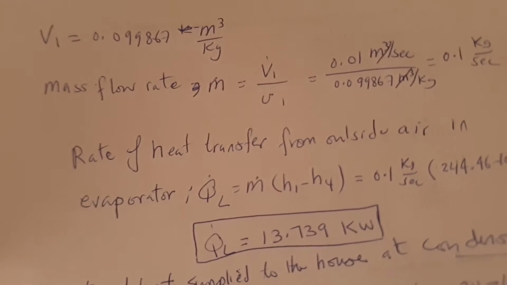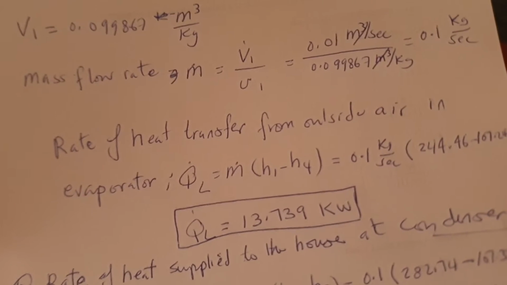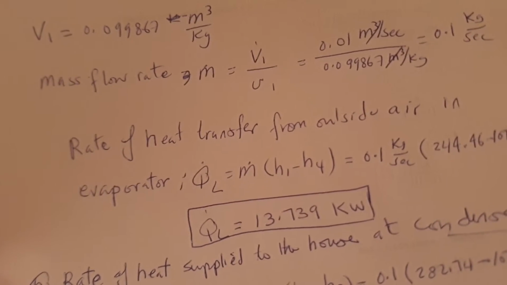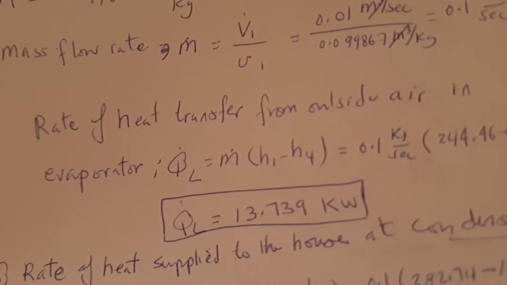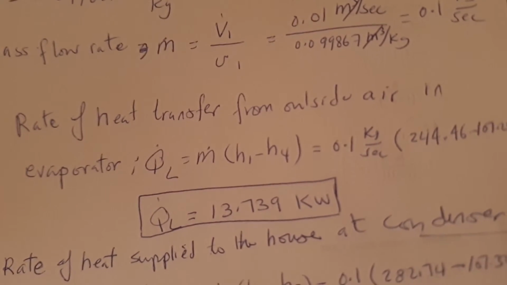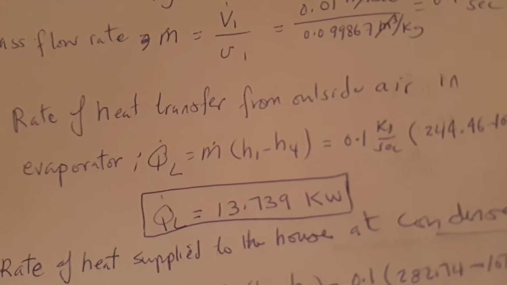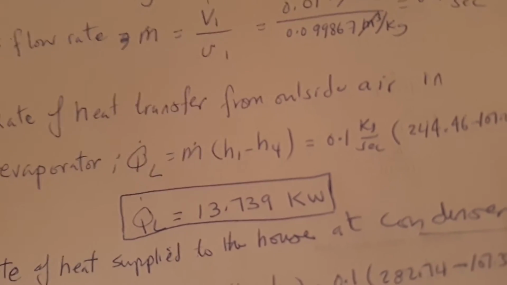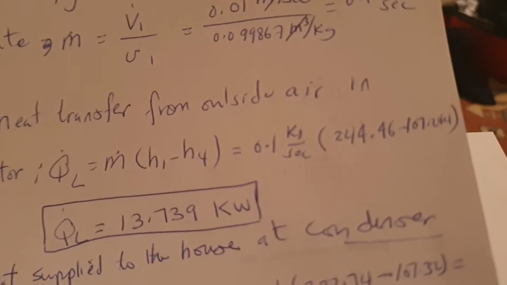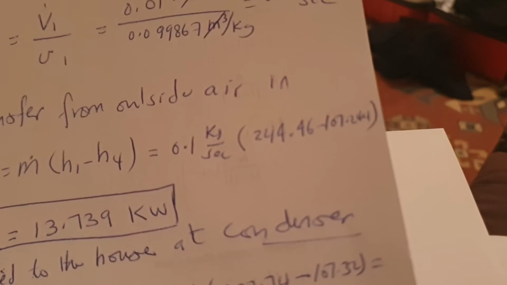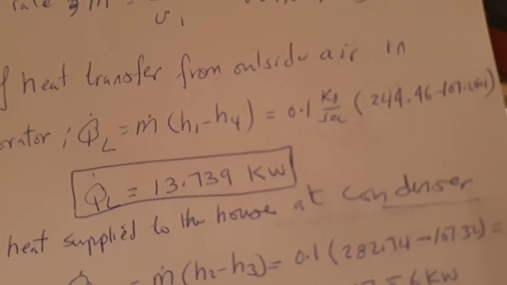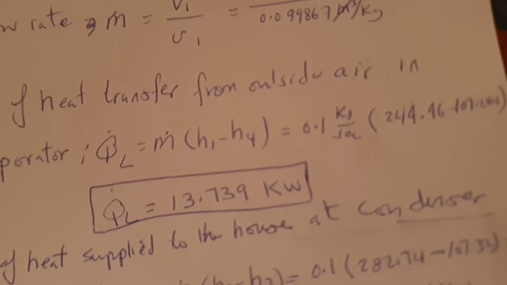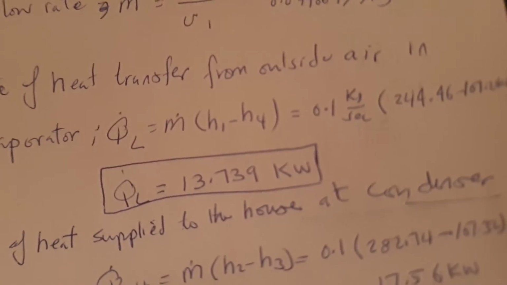So what is the rate of heat transfer from the outside air in the evaporator? You use this equation: Q dot L equals M dot times H1 minus H4. So we know M dot is 0.1 and we know H1 and H4, 244.46 minus 107.264. You'll get Q dot L of 13.739 kilowatt.